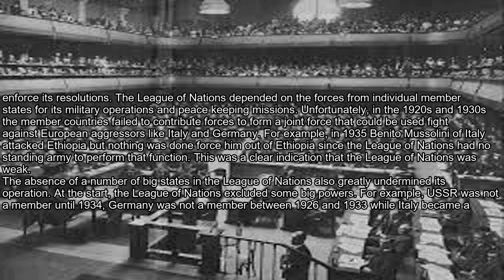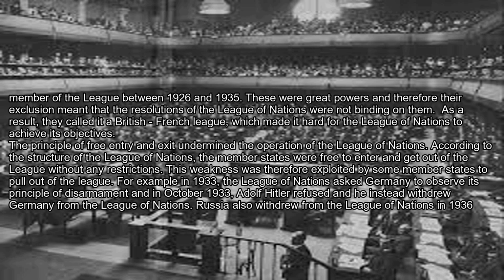The absence of a number of big states in the League of Nations also greatly undermined its operation. At the start, the League of Nations excluded some big powers. For example, USSR was not a member until 1934, Germany was not a member until 1926 and left in 1933, while Italy was a member of the League between 1926 and 1935. These were great powers, and therefore their exclusion meant that the resolutions of the League of Nations were not binding on them. As a result, they called it a British-French League, which made it hard for the League of Nations to achieve its objectives.